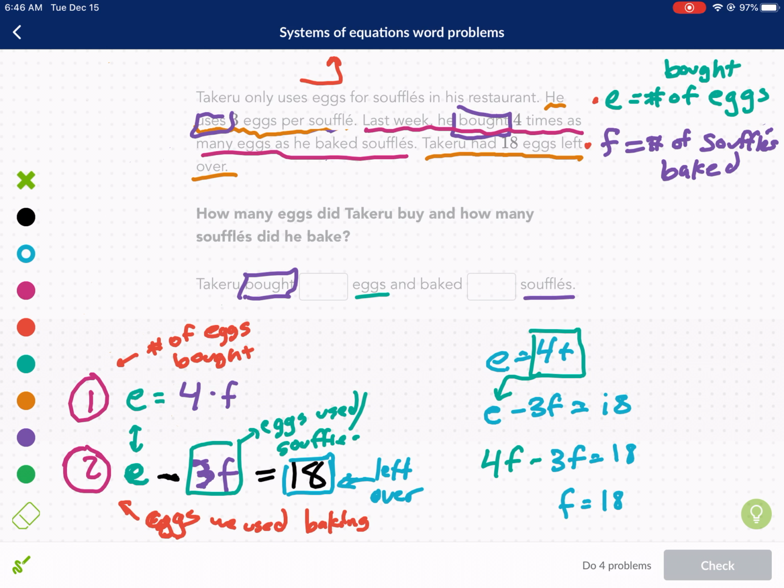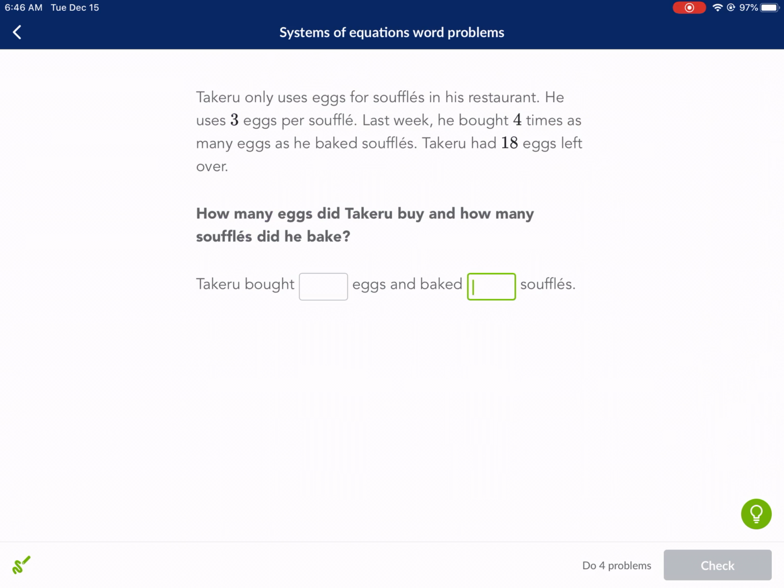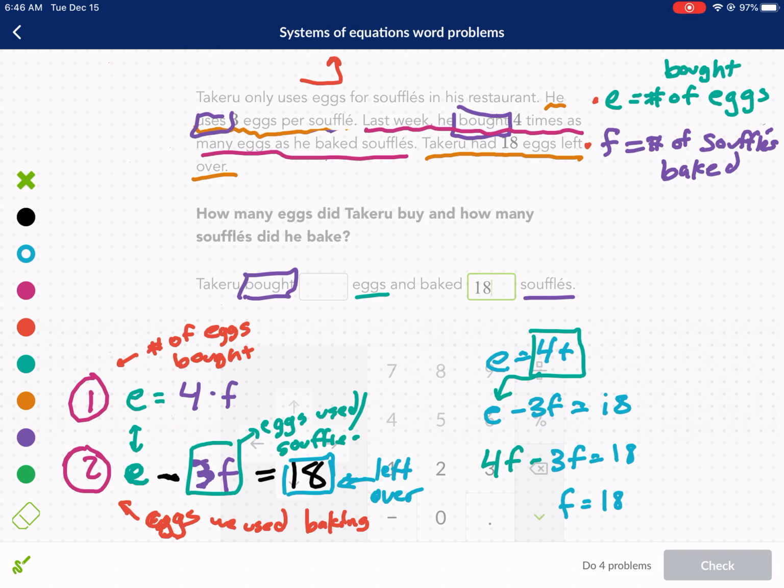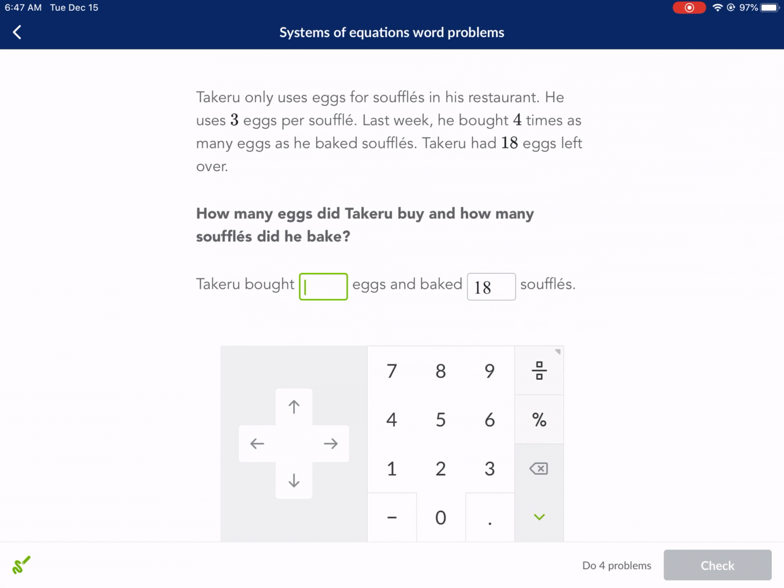Now this is good news because now we know how many souffles we baked. We baked 18 souffles. So we got that first part done. Now all we have to do is substitute. Once we have a value of F, we can just substitute this value in for F. So we're just multiplying 18 times 4. So we have E equals 4 times 18, and we get E equals 72 eggs. So that's how we do this. Kind of a tough problem to start off on. Hopefully I explained that well enough, but this is a tough one in general.